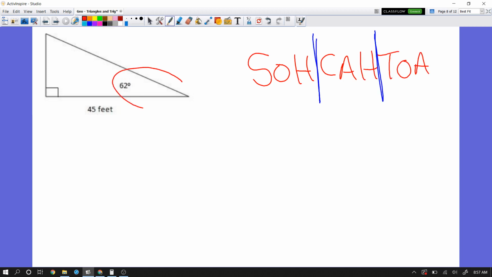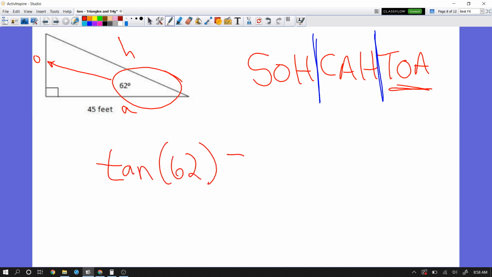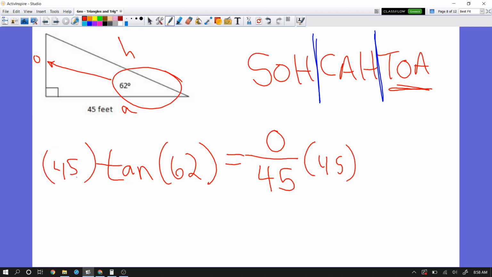All right, so it looks like we have an angle over here. That would mean opposite. This is the hypotenuse, and this is adjacent. Okay, so it looks like we were given a degree measure and adjacent. So which one has adjacent on the bottom? Tangent. Okay, so tangent 62 degrees, and we're looking for the opposite side over the adjacent, 45 feet. So multiply by 45. That'll go away. We're going to be left with opposite equals tangent.